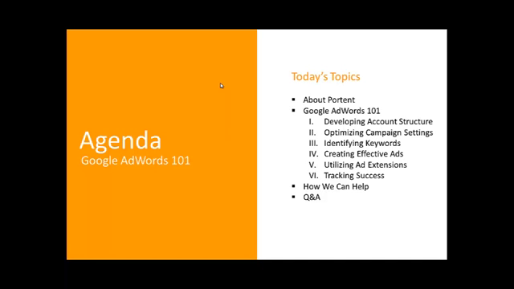So we're going to first just give you a really quick overview about Portent, so you know a little bit about who's on the other end of the line with you, and then we'll go through Google AdWords 101. We're going to teach you about developing an account structure, campaign settings, talking about the all-important keywords, creating effective ads, utilizing ad extensions, and tracking your success. And then at the end, we'll talk a little bit more about how Portent may be able to help you, and then get into a robust, hopefully, Q&A session.